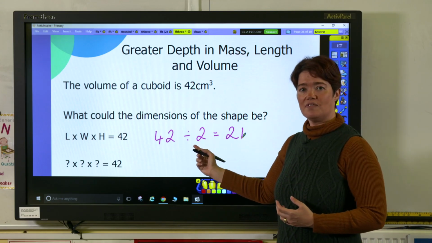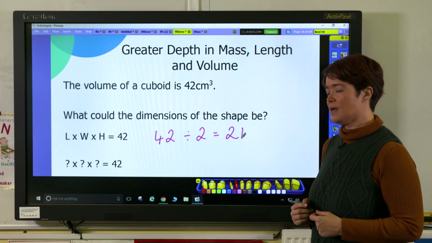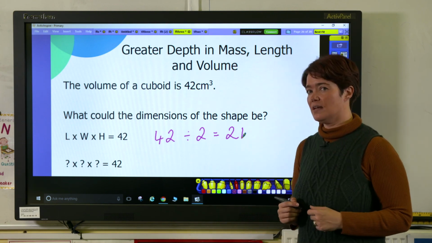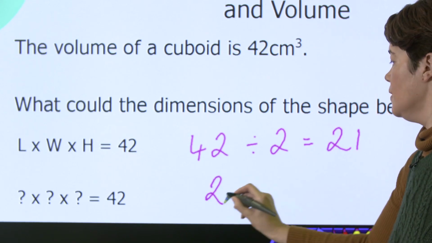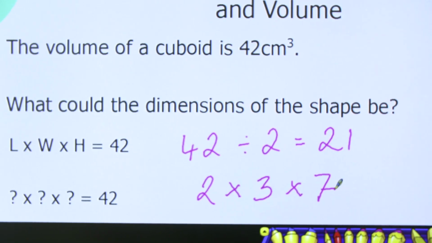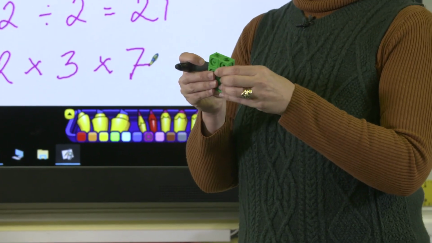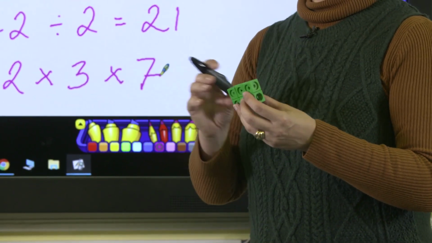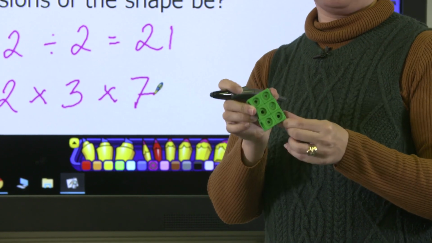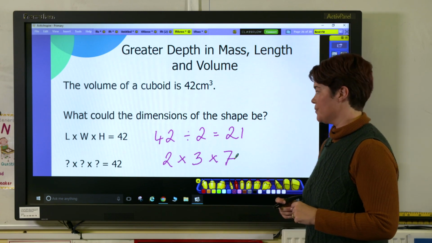So the first dimension they've got of our cuboid is 2 centimetres. They now need to find two numbers to make 21. Hopefully their knowledge of times tables is superb and they'll know it's 3 and 7. So 2 times 3 times 7 is one possibility for our cuboid. When they make this cuboid, it's really key that they understand that when they move these numbers around, they'll have the same cuboid just in a different orientation. It will still be 2 by 3 by 7. That can be a sticking point for some of our pupils.